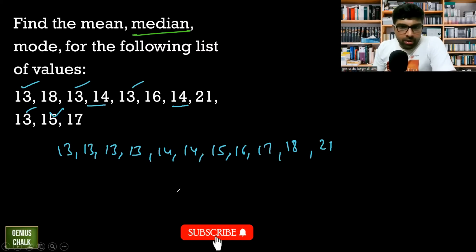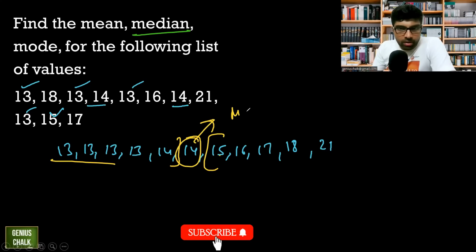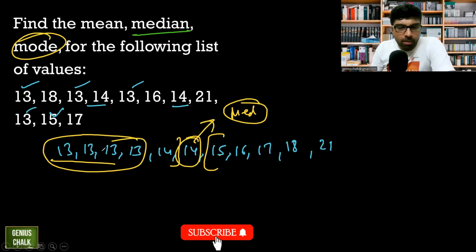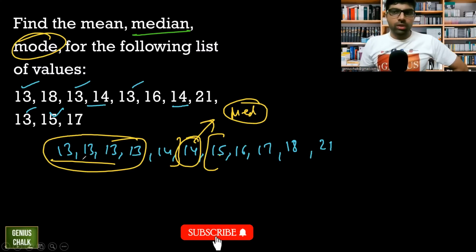Now median means the middle after arranging the numbers in the ascending order. So just find how many are there. 4, 5, 6, 7, 8, 9, 10, 11 are there. So 11 means leave 6, 5 from this side, 1, 2, 3, 4, 5, and 1, 2, 3, 4, 5. So this is my median. So median is 14. Next, it says what is the mode. So remember, mode is a number which is appearing the maximum number of times. So what is appearing maximum number of times? It is 13. So 13 is going to be my mode.